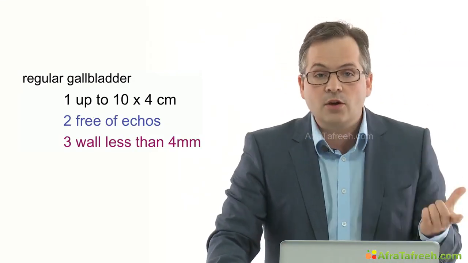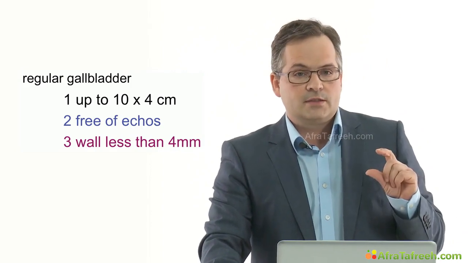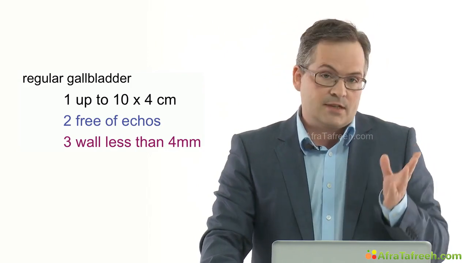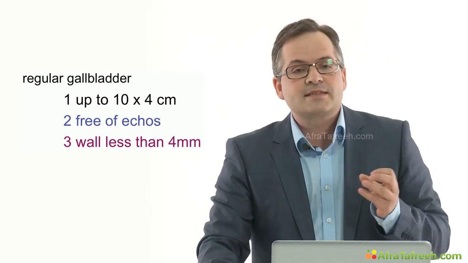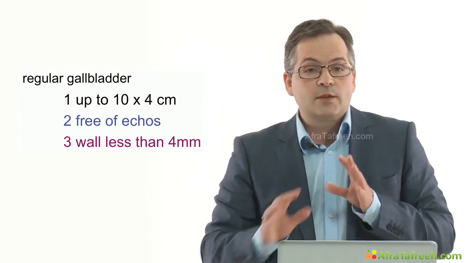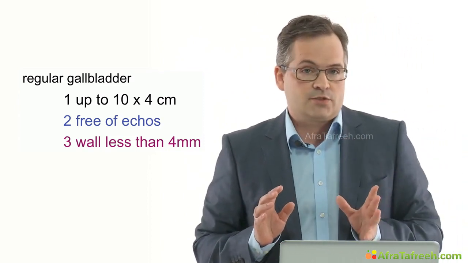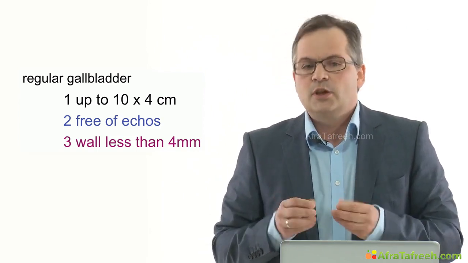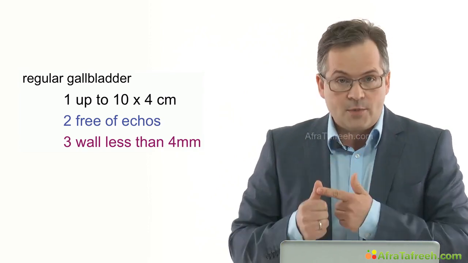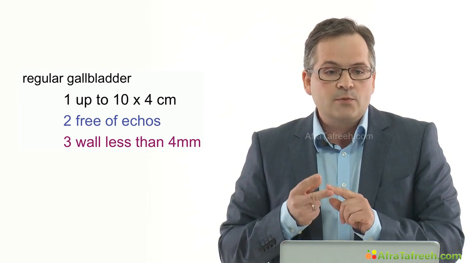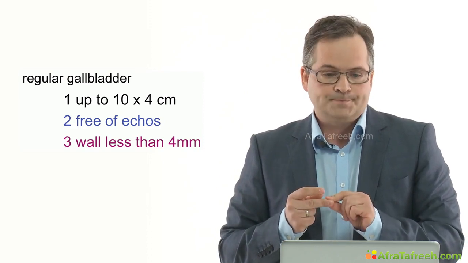A healthy gallbladder is up to 10 centimeters long and 4 centimeters wide. The wall should be examined after the patient has been fasting for at least 6 hours and should be less than 4 millimeters thick. Inside the gallbladder, there is only bile, a liquid without any structures, and therefore the content must be free of echoes. If all these criteria apply, normal size, no echoes, and normal thickness of the wall, we are dealing with a normal finding of the gallbladder.